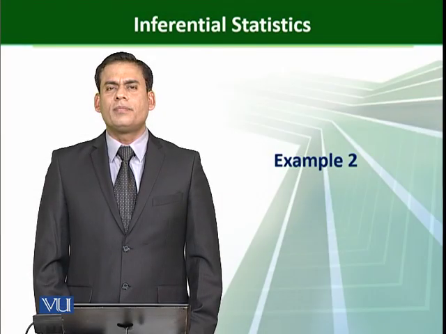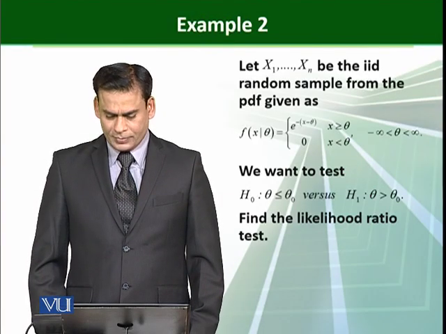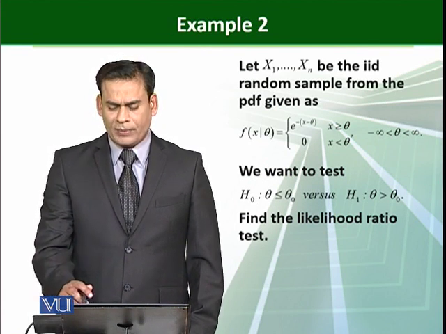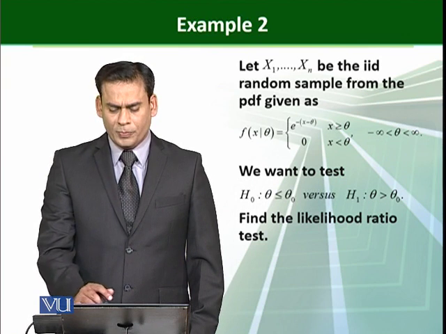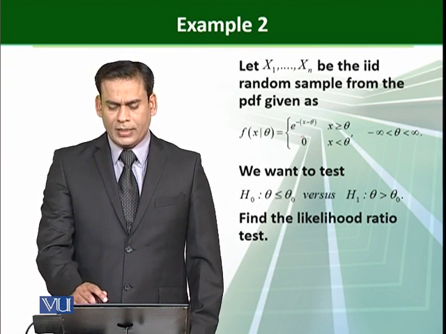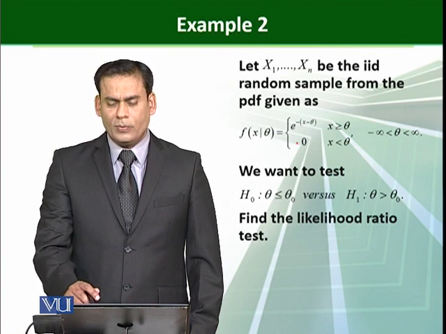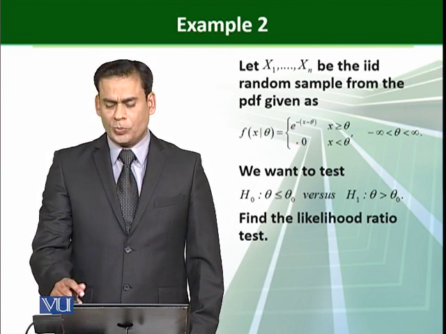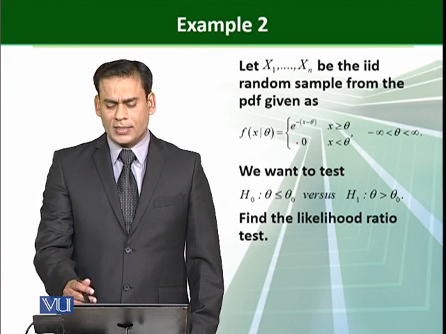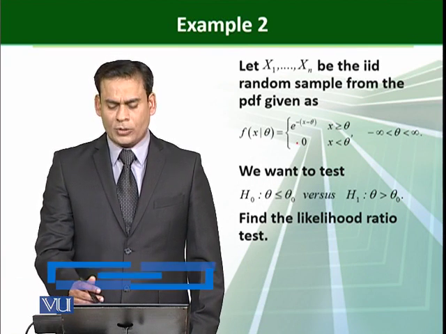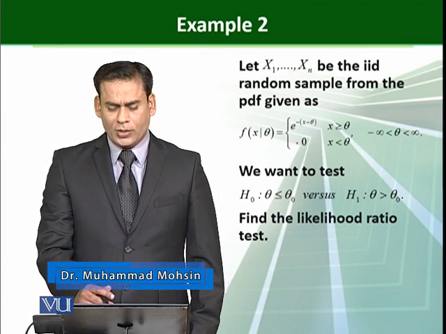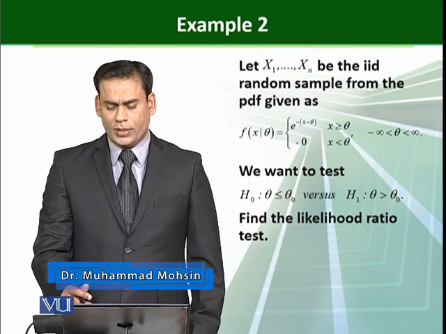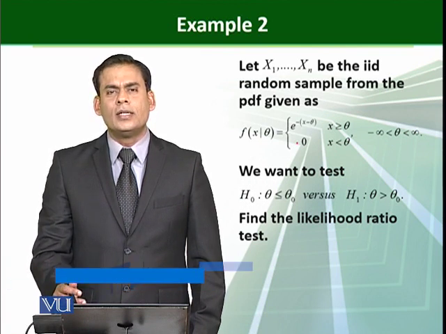Now we take another example, that is example number 2. Let x1, x2 up to xn be the IID random sample from the PDF given below, that is f of x theta equals e raised to power minus (x minus theta), where x is greater than or equal to theta and theta ranges from minus infinity to plus infinity, and other than this range it is 0. So we want to test H naught, that is theta is less than or equal to theta naught, versus H1, that is theta is greater than theta naught.